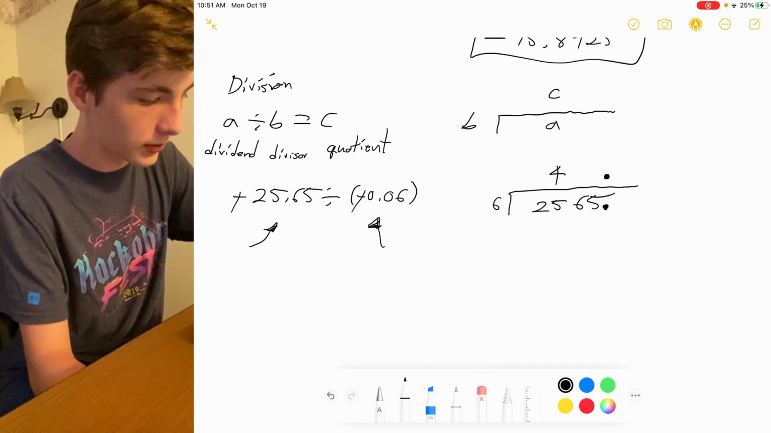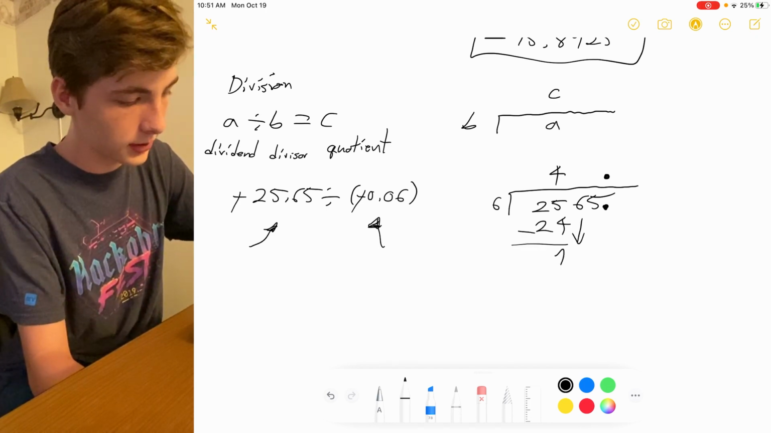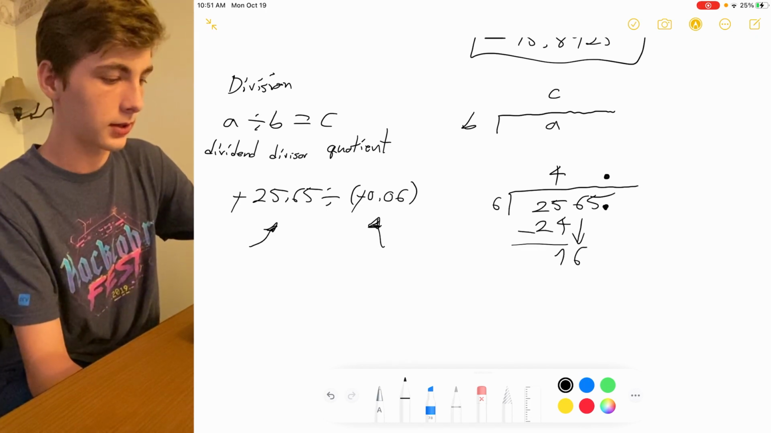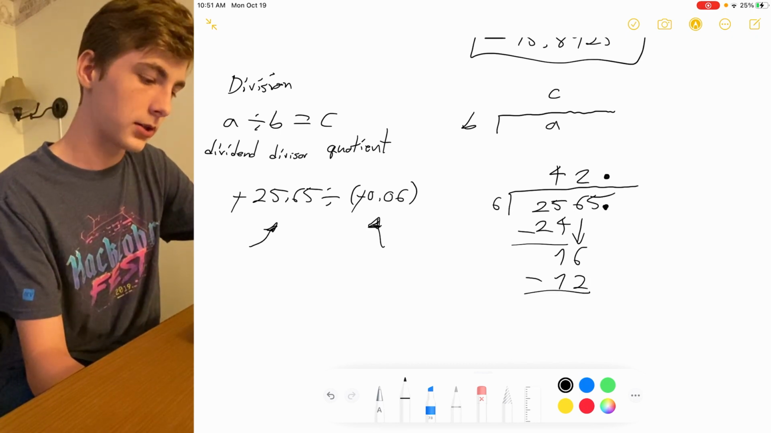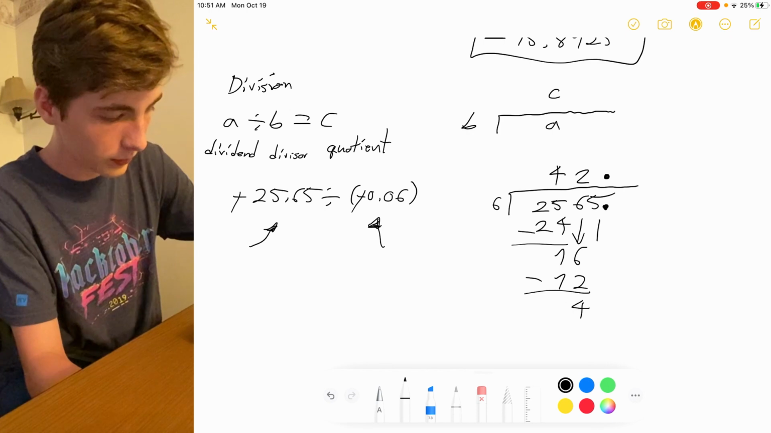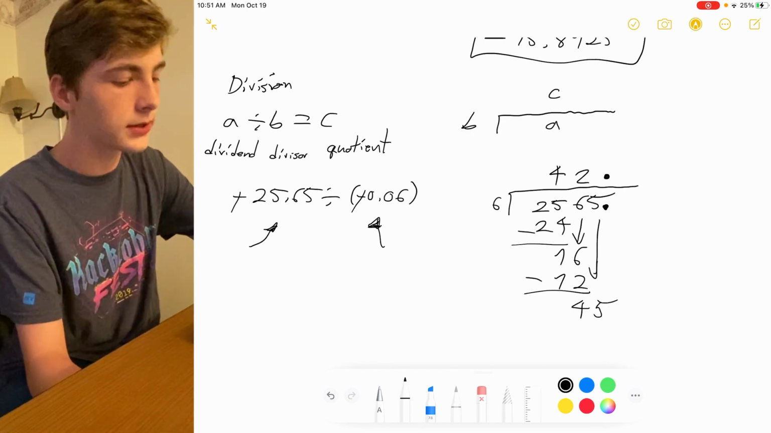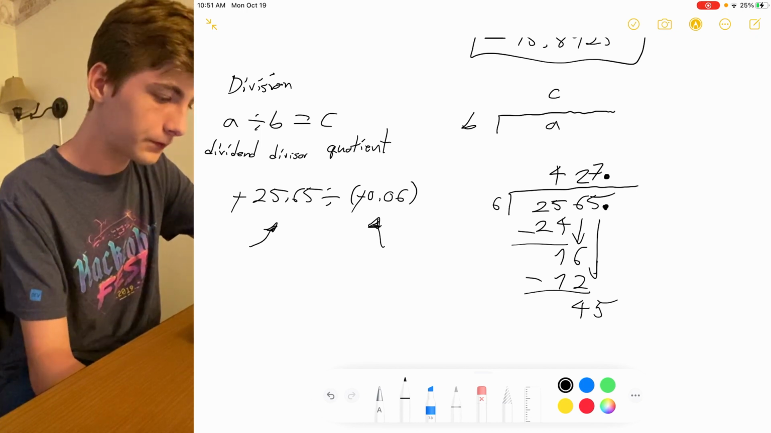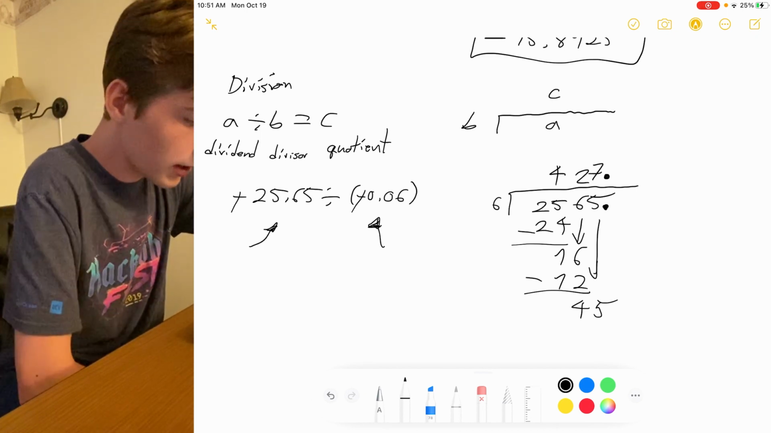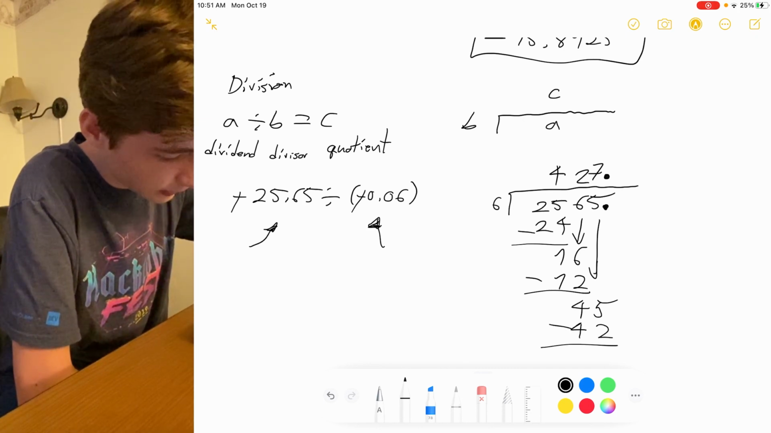6 times 4 is 24. We subtract, we get 1. We're going to bring down the 6. 6 goes into 16 2 times. 6 times 2 is 12. 16 minus 12 is 4. We're going to bring down a 5. 6 goes into 45 7 times, because 6 times 7 is 42. So we're going to put the 7 there. We're going to subtract, we're going to get 3.